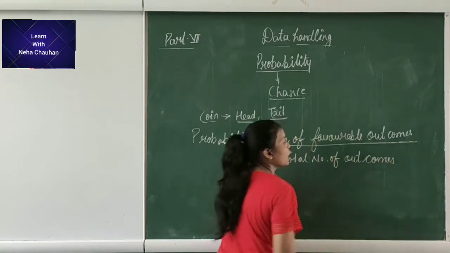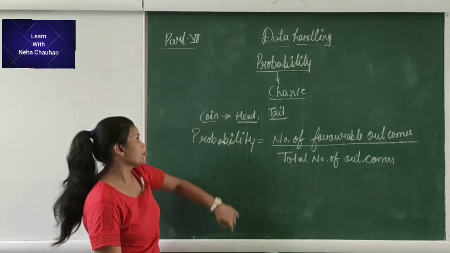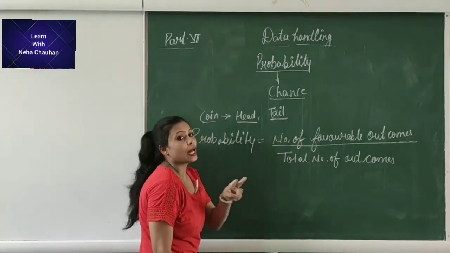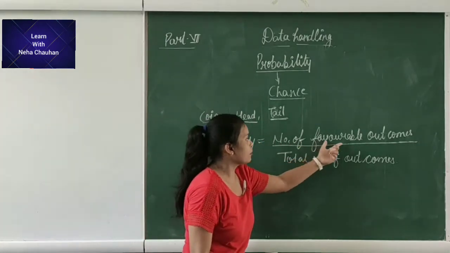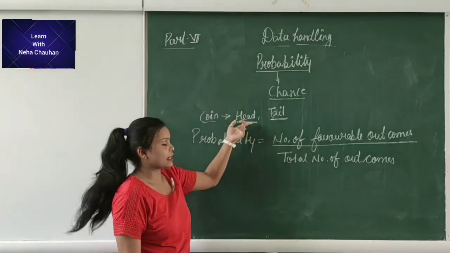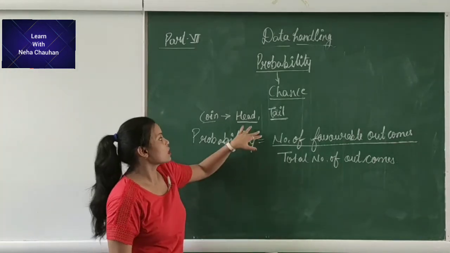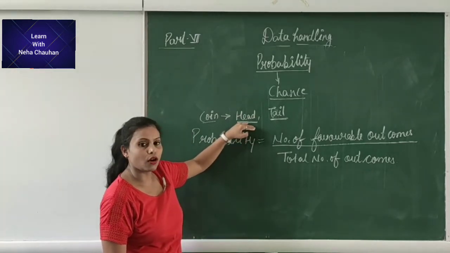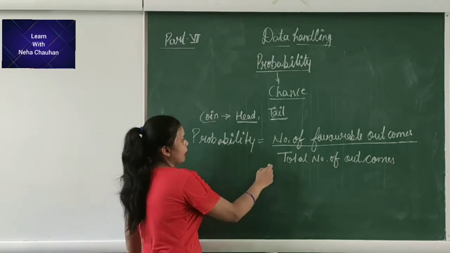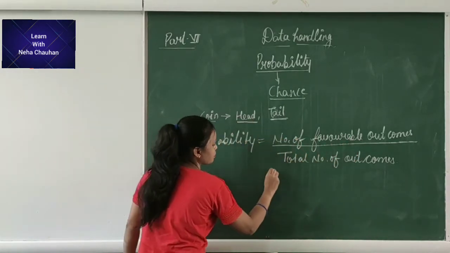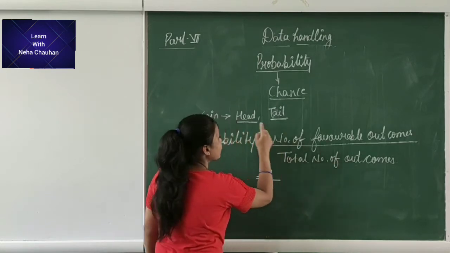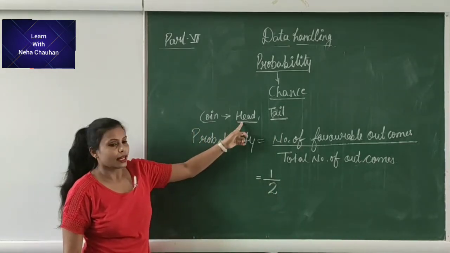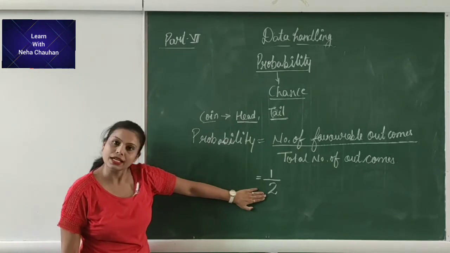What does it mean? This means if we toss a coin, we have total number of outcomes 2, but I am expecting head. So, favorable outcome is head, that is 1. Suppose I ask, what is the probability of coming head on the top? We can say favorable outcome 1, total number of outcomes 2. So, the probability of coming head on the top is 1 by 2.